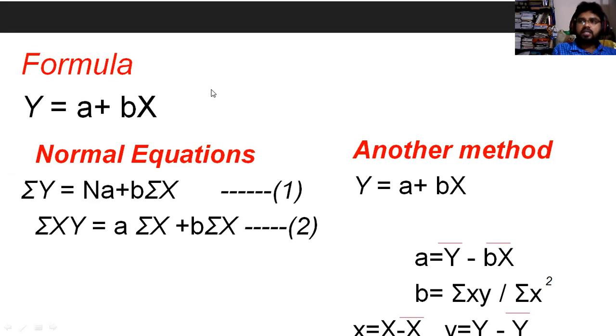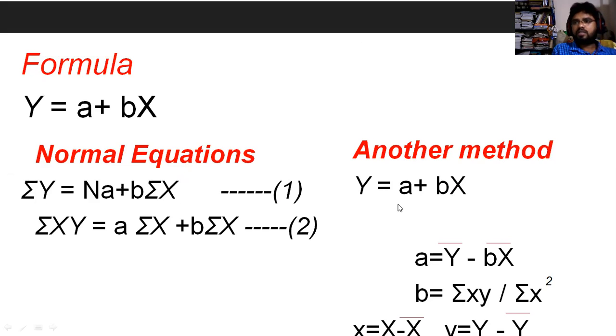As we discussed in the last lecture, before forecasting we need to get the a and b values in the regression equation, y is equal to a plus bx. There are different methods to get the a and b values. For example, through the normal equation method you will get the a and b values, and with another method, the deviation method, you will also get a and b values.